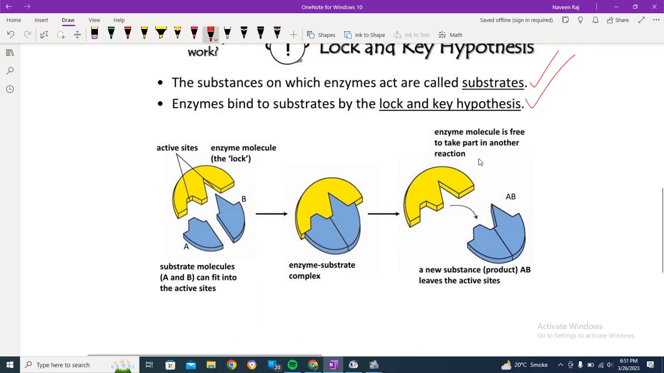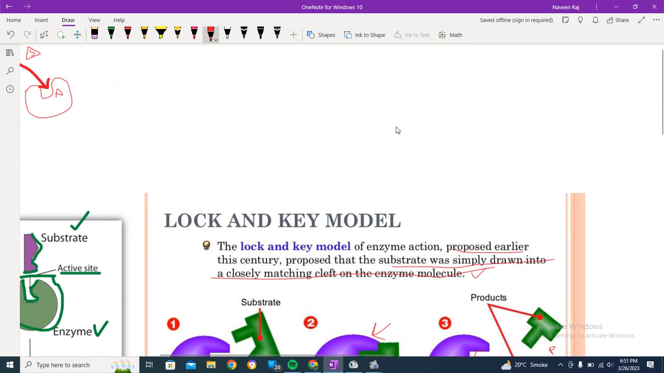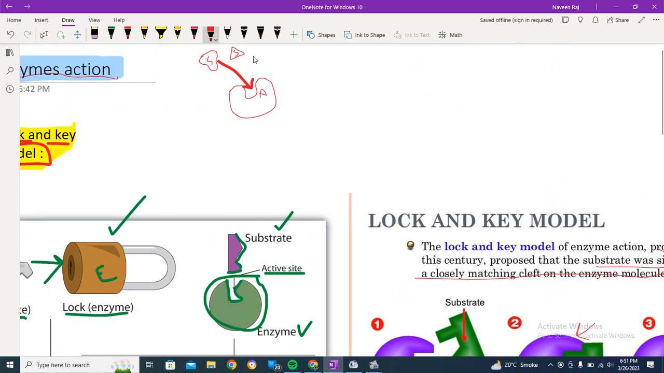Okay, let me look for some important points. The conclusion is that a specific substrate binds to a specific enzyme, and that is termed absolute specificity.